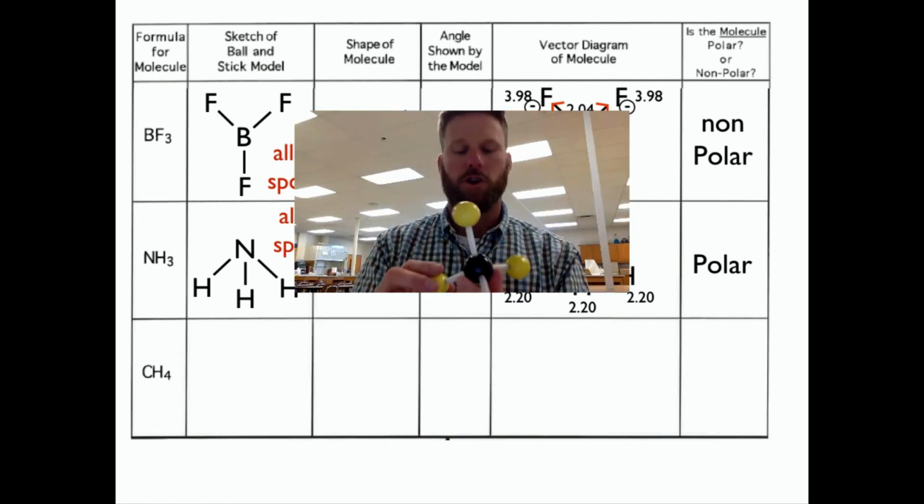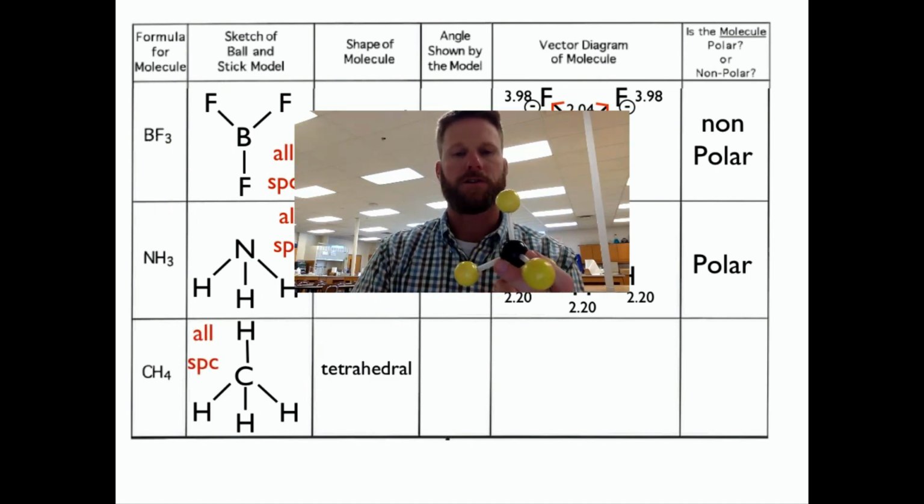So the last one we're going to look at is methane, or CH4. And this is what methane looks like when you build it. And the shape of this is called a tetrahedral. All of these bonds are single polar covalent bonds. And tetrahedrals have bond angles of 109.5 degrees.